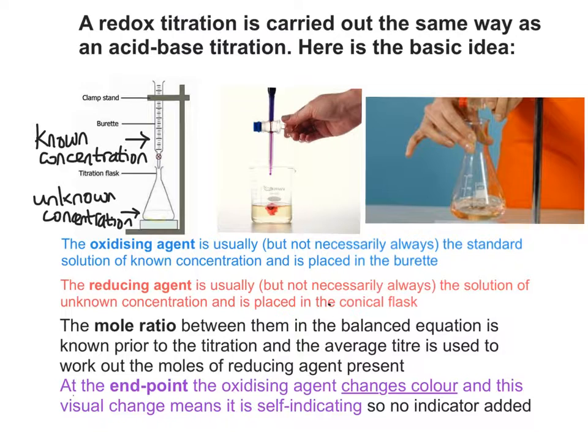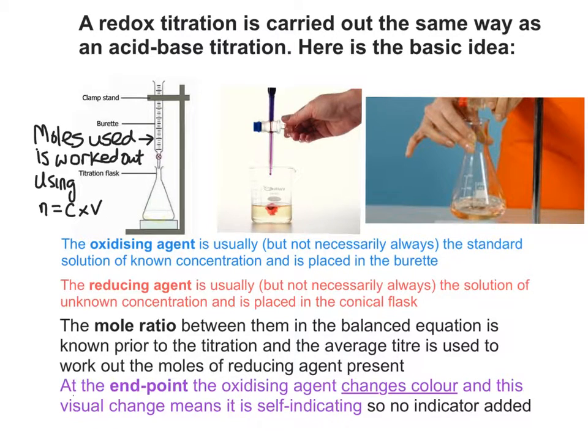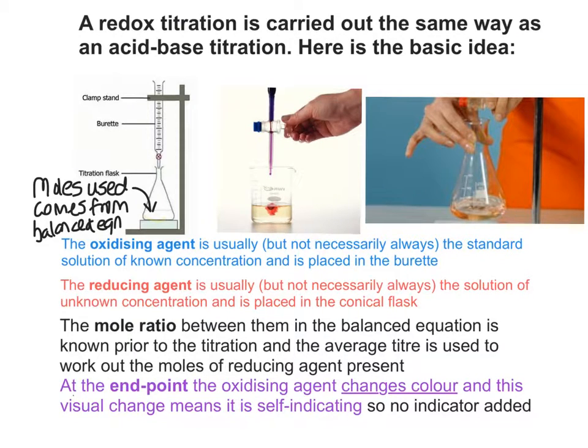So just to recap, the solution of known concentration goes in the burette, the solution of unknown concentration goes in the conical flask. So the average titre allows us to work out the moles used, and we use n equals c times v, just like a normal titration calculation.